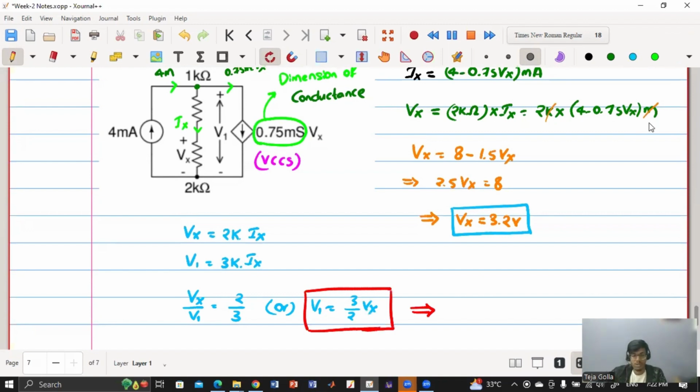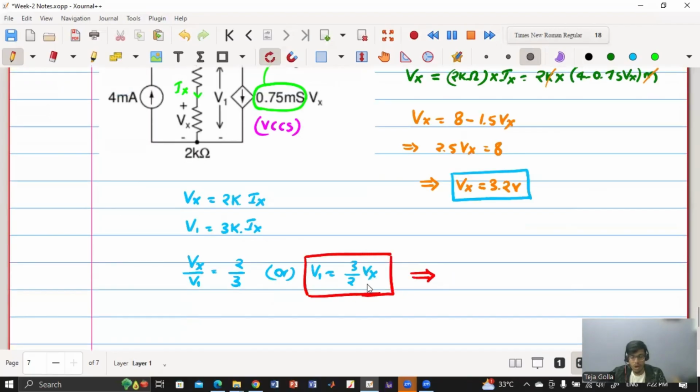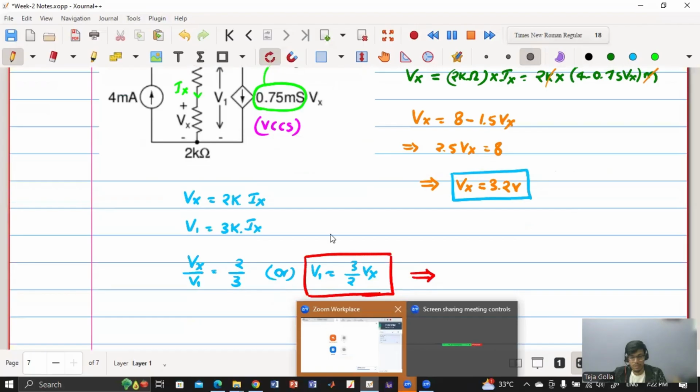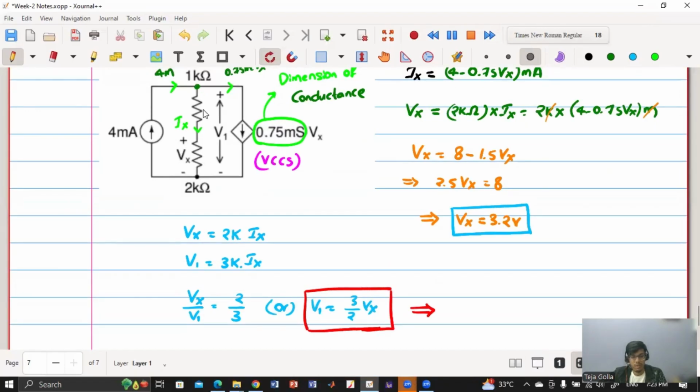Any doubts? Basically, I applied Ohm's law for this resistance and Ohm's law for this entire resistance. And now I got a relation between V1 and Vx because they have asked V1 in the question. So, did you understand how we are getting this? Sir, here you added the two resistors, right, 2 plus 1, 3? Yes. 3k into Ix gives V1. After that, Vx by V1 equal to 2 by 3. Can you explain that, sir?